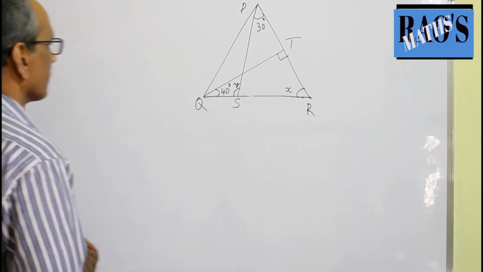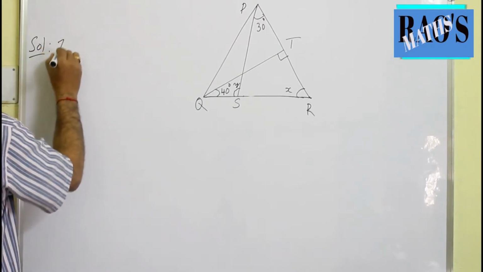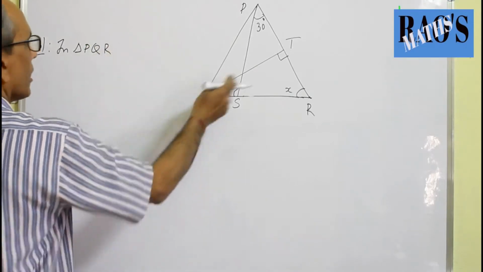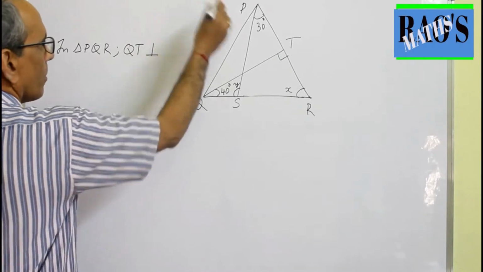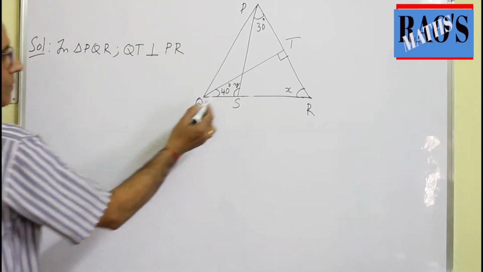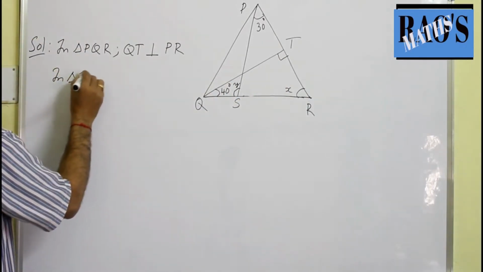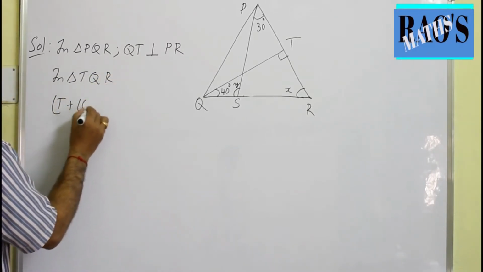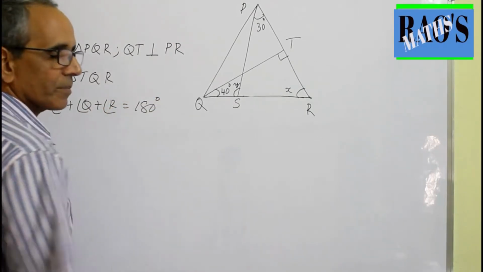Let's find it first. In our solution, write the given part first. In triangle PQR, QT is perpendicular to PR. Okay. I take the first triangle PQR. In triangle PQR, angle T plus angle Q plus angle R is 180 by angle sum property.